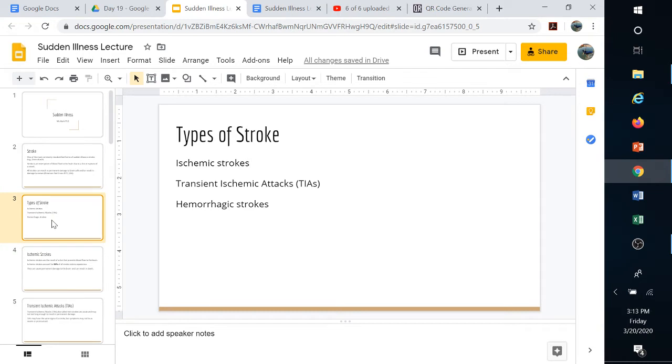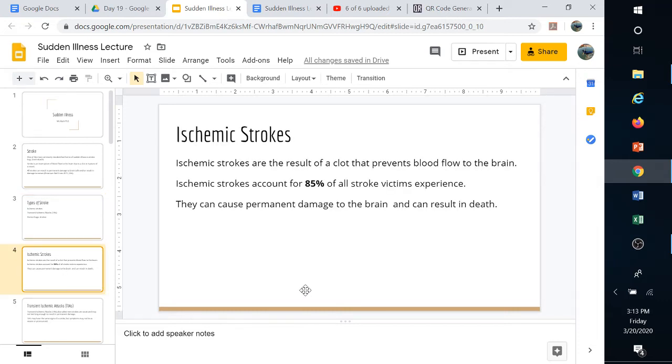So types of stroke, we have ischemic strokes, and then a smaller classification of that is transient ischemic attacks, TIAs, and then you have hemorrhagic strokes. An ischemic stroke has the highest prevalence. 85% of the people that have strokes have ischemic strokes. And these are often related to some sort of disease.